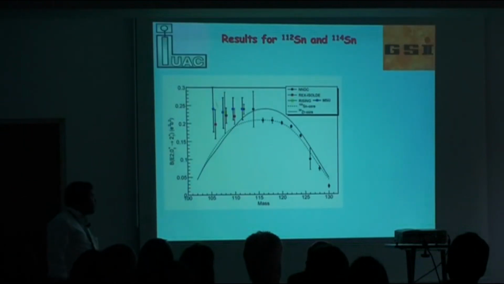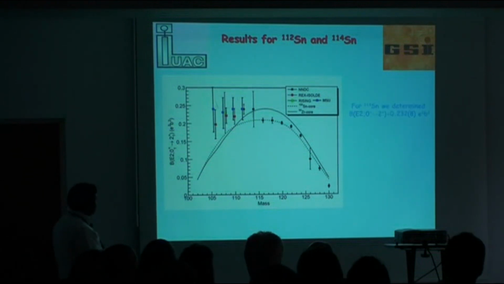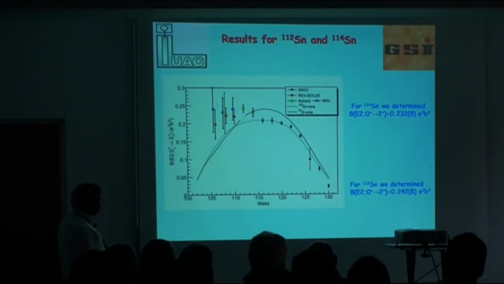So now the results. This is a picture which I just showed you a few minutes back, the experimental data before we did our experiment, and now we replace these with the points which we have measured. So this is for 114 tin and this is for 112. We have reduced the error bars, but what we can see here is that there is still an enhancement in the B(E2) value. So this trend is still continuing here.